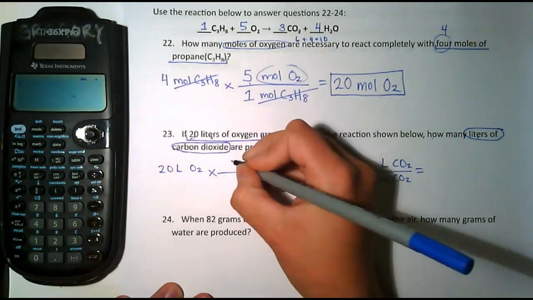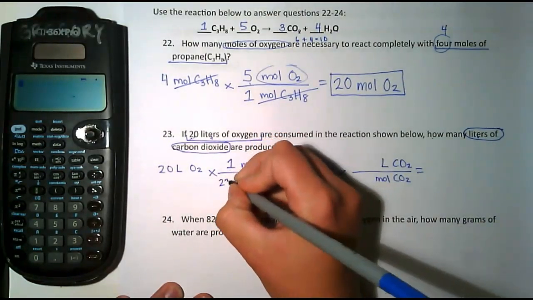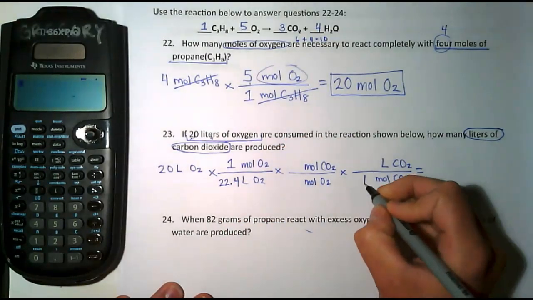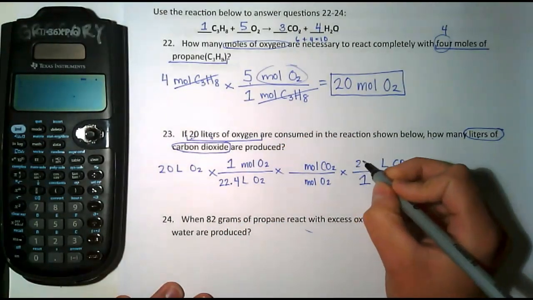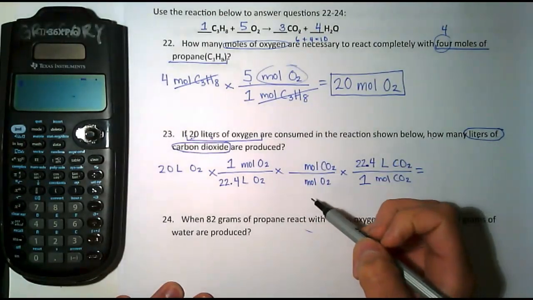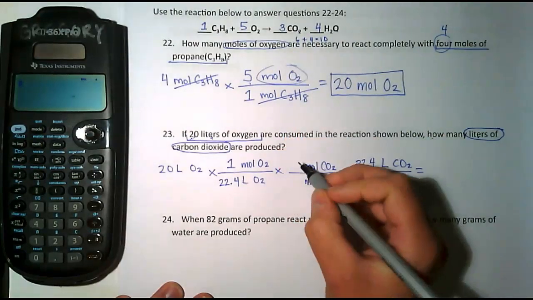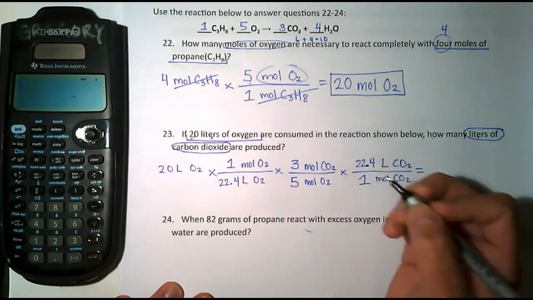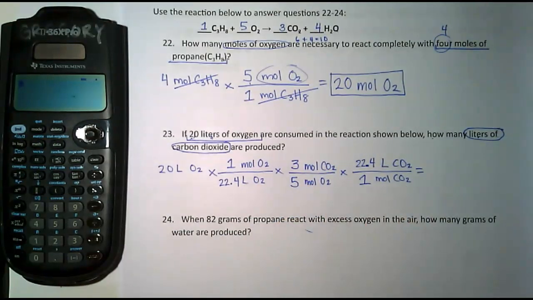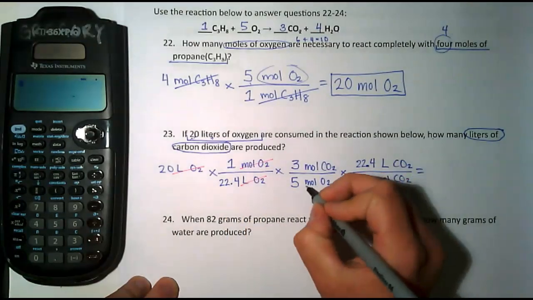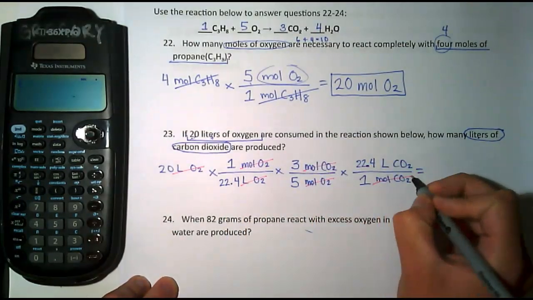So we know that 1 mole of any gas fills 22.4 liters. So I fill that in there. And the same thing over here, 1 mole of a gas fills 22.4 liters. And then we just need our mole to mole ratio. So there's 3 CO2s and there's 5 O2s. So now we can cancel some things out. Liters of O2 cancels, moles of O2 cancels, and moles of CO2 cancels.